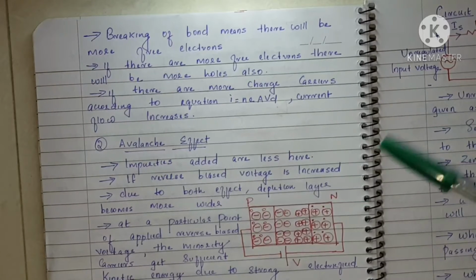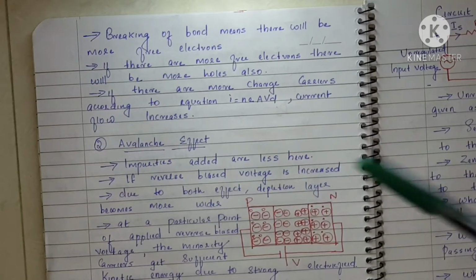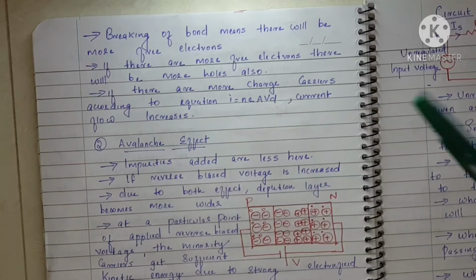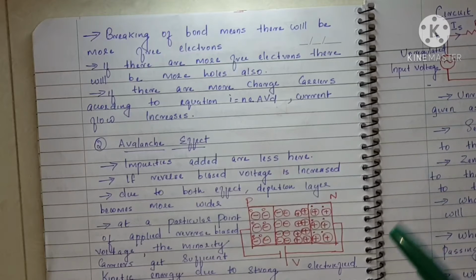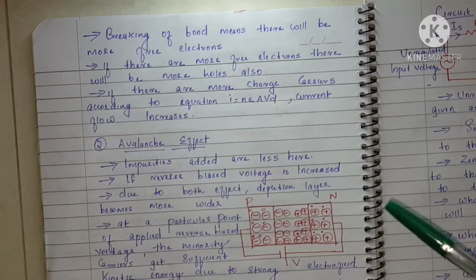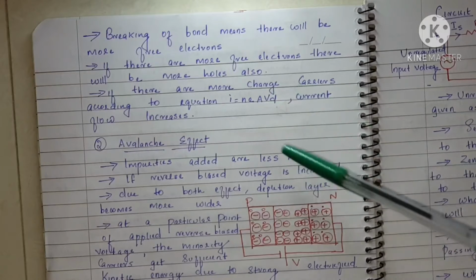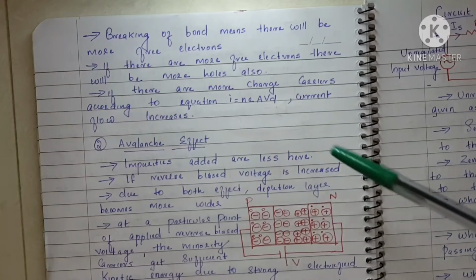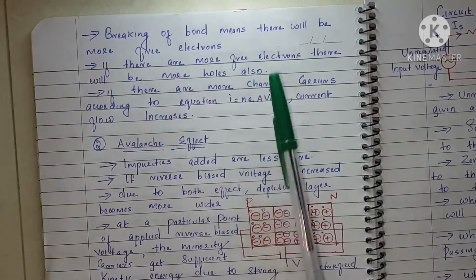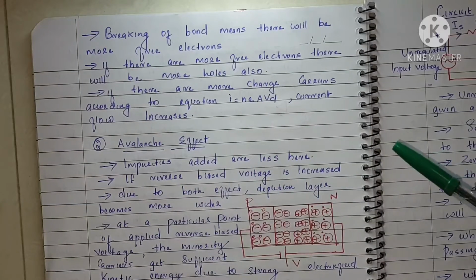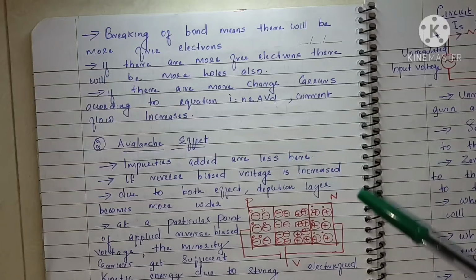Breaking of covalent bonds means there will be more and more free electrons. Of course, if there are more free electrons, there will be holes also. If there are more charge carriers, that is electrons and holes, then according to the equation we already know, I equals nAevd: if the number of charge carriers n increases, I also increases. That is, the current flow increases. This is one of the reasons for the sudden increase in current flow.